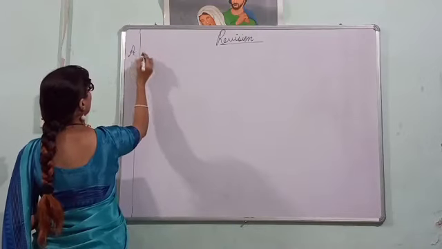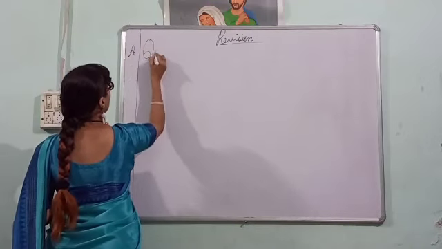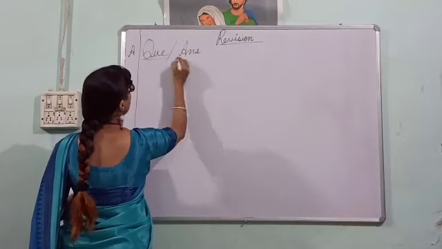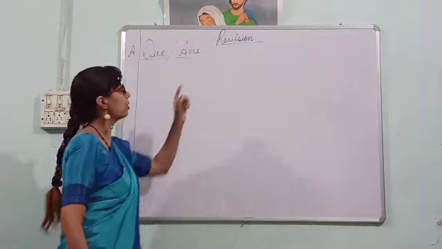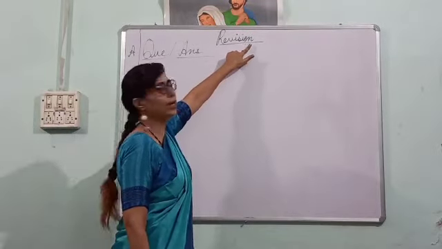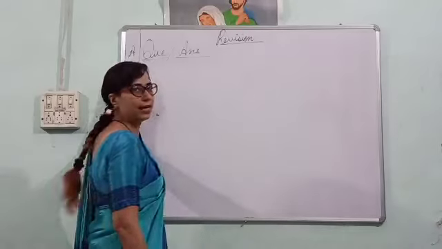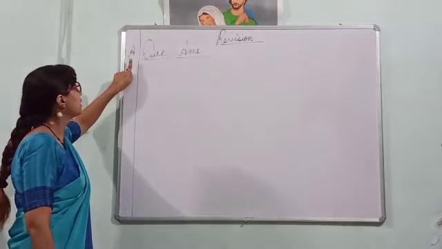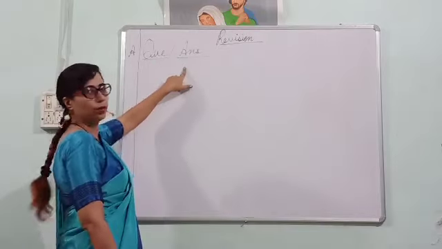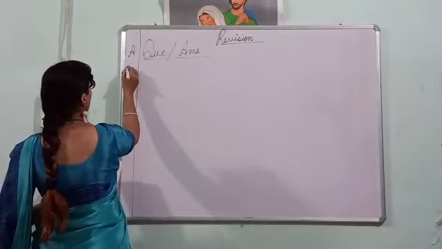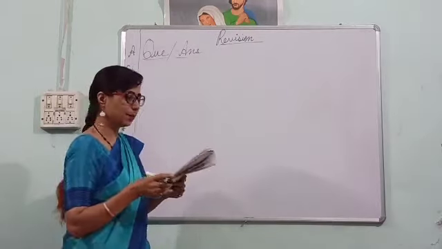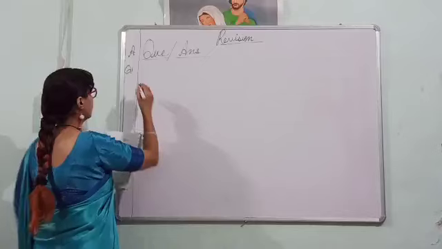Section A, question and answers. Okay, first you have to write revision, R-E-V-I-S-I-O-N, revision. Then you have to write the heading in the next line, section A, question and answer. Okay, now, question number one is, what is beside Aisha's bed?